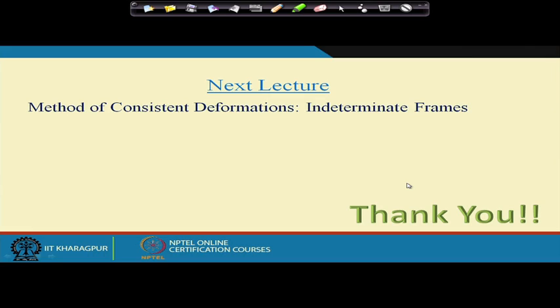Okay. Now, what we do is we stop here today, and then next class we will see how the method of consistent deformation can be applied to frames, indeterminate frames.